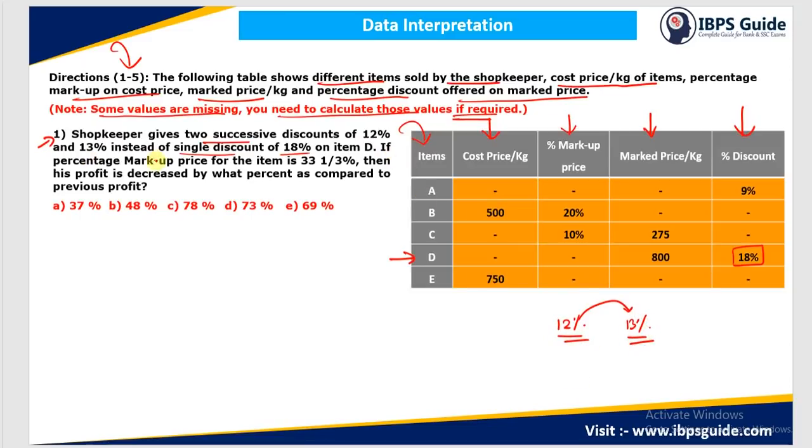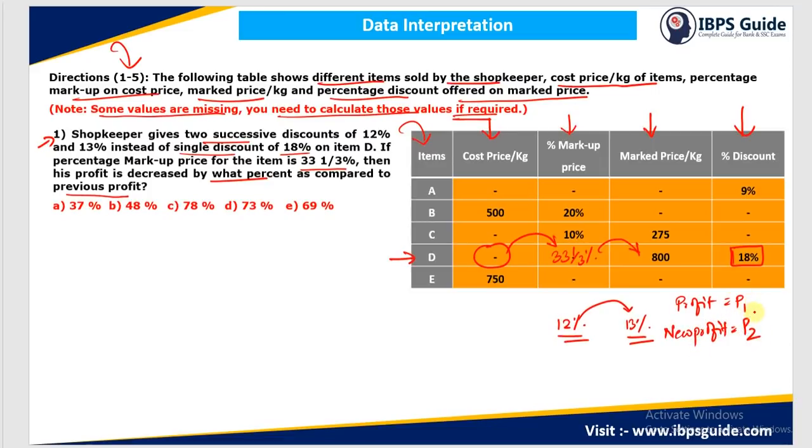Now if the percentage markup for the item is 33 1 by 3%, so basically they have given this is 33 1 by 3%. Okay, now here I will have some certain CP. When I give a markup of 33 1 by 3%, then I will get this MP, right? Then his profit is decreased by what percent as compared to the previous profit. Okay, so initially he was giving 18% discount, so initially I will have certain profit, I will say it as P1. Okay, but now he is giving two successive discounts, that is 12% and 13%, so there will be some new profit now. Okay, new profit I will mark it as P2.